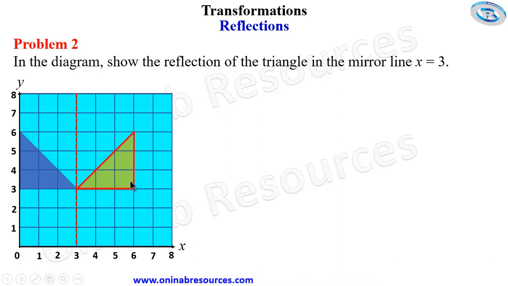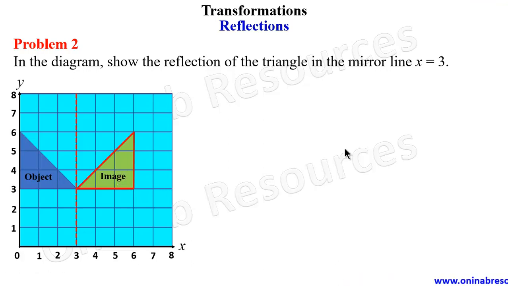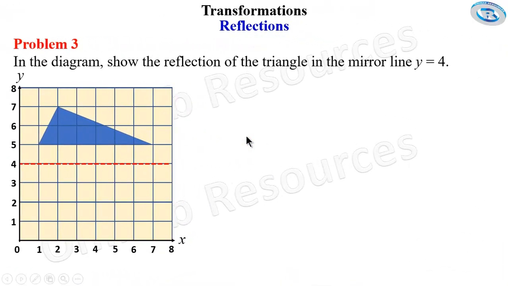This is an isosceles right angle triangle. Since this is 3 units, this is 3 units, and this is a right angle. So this will still remain the object while this is the image. So we have done justice to problem 2. We then go to problem 3.